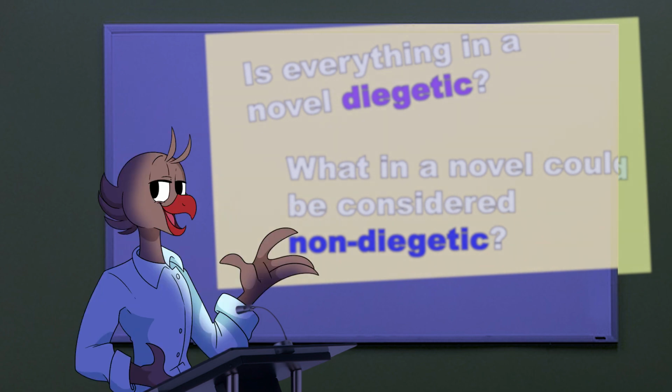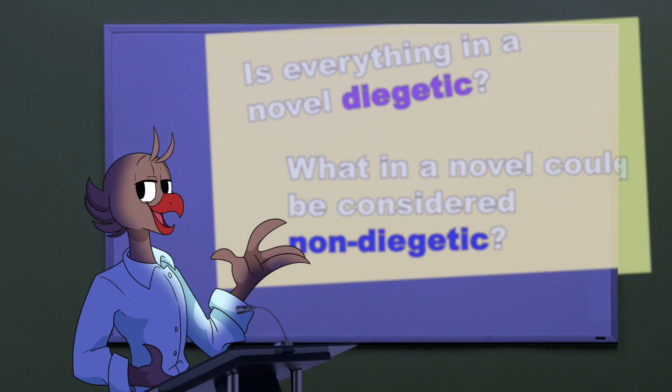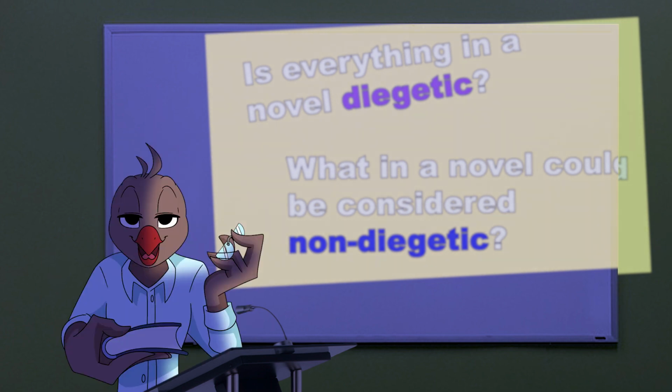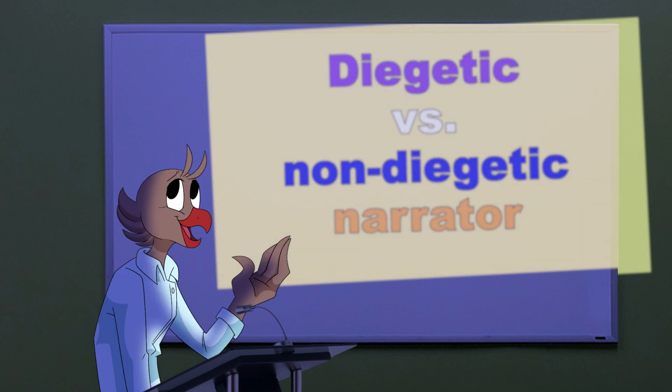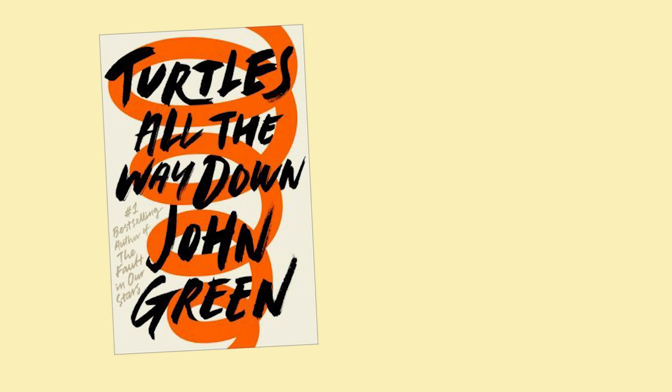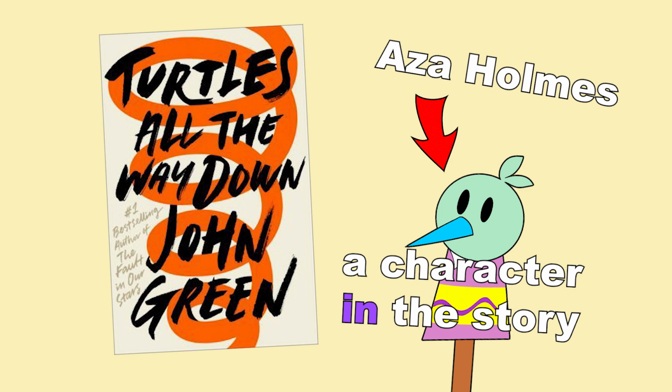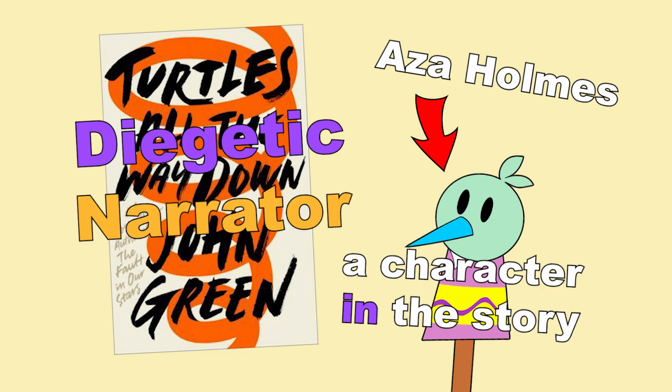If you've been paying attention to the general theme of this video, then you'll have already guessed that in literature you can apply this idea to the narrator. Here's an obvious example. In Turtles All the Way Down by John Green, the story is narrated by the protagonist, Aza. Aza is a character in the story. She exists in the world of the novel, so she's a diegetic narrator.